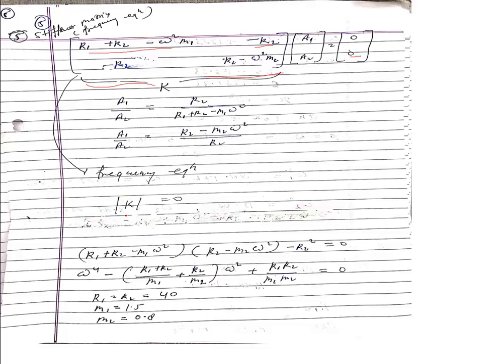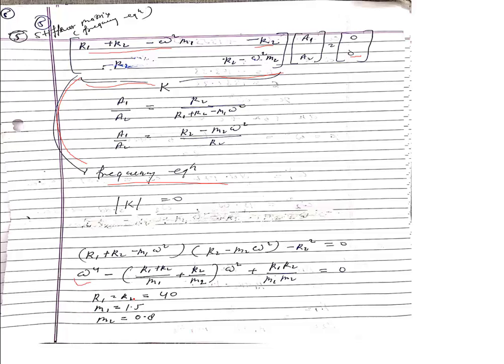So for the frequency equation, the stiffness matrix determinant must be 0. We have already done this. This is also known as the frequency equation. This determinant must equal 0. So (k1 plus k2 minus m1 omega square) multiplied by (k2 minus m2 omega square) minus k2 square equals 0, and from this we find a quadratic equation in omega square.